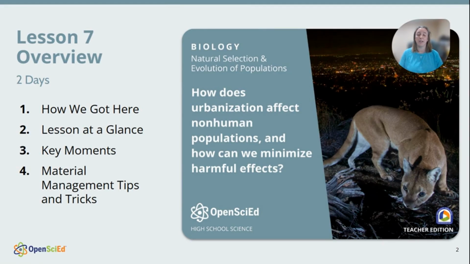In this video, I will give you an overview of Lesson 7 and wrap up with some tips and tricks. Lesson 7 is really important because students start to realize that our current model of natural selection cannot explain situations of reduced fitness of species in urban environments.